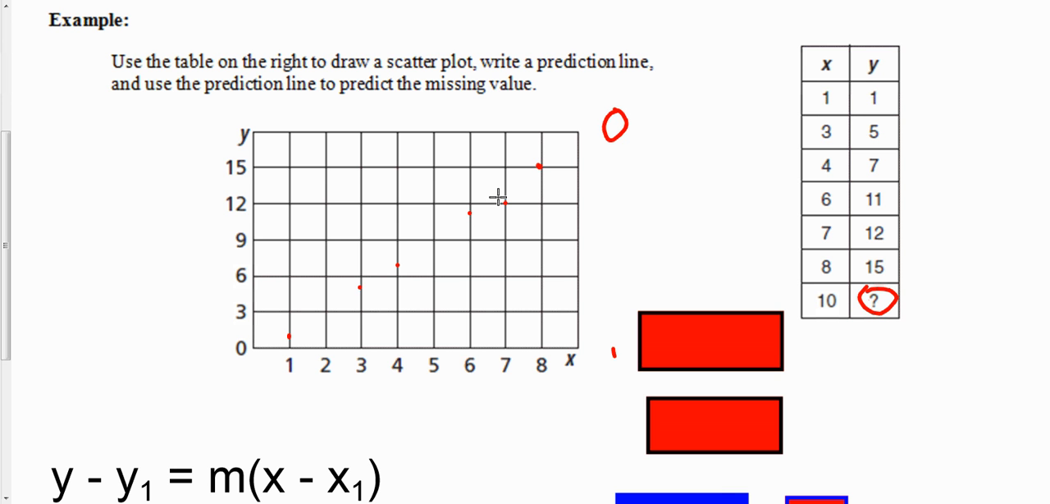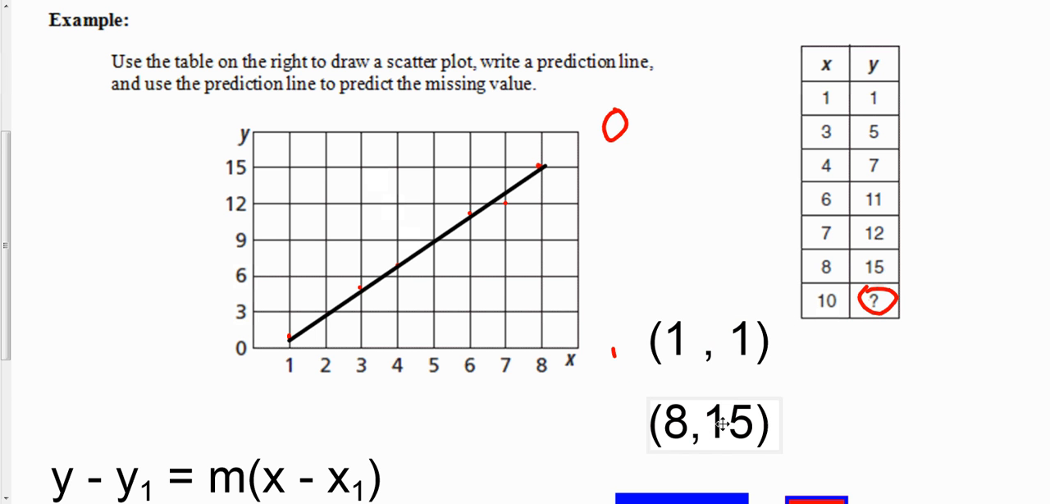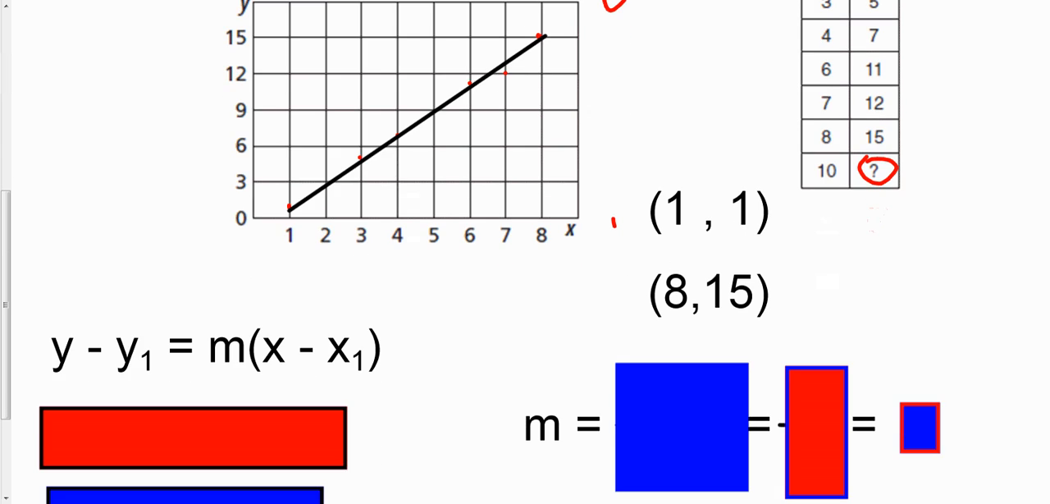Well, notice that these points seem to lie in a straight line. And that line looks about something like that. Now notice that not all these points are exactly on that line, but they look pretty darn close. And it looks like this line seems to go through this 1, 1 and the 8, 15. So let's use those as our two spots, 1, 1 and 8, 15. Those are two data points that it looks like it's going to go through for sure.